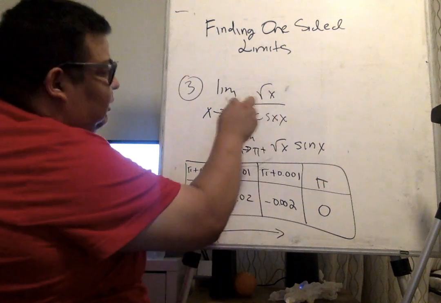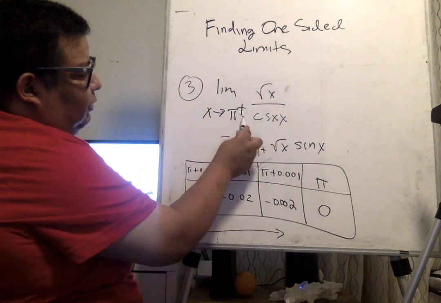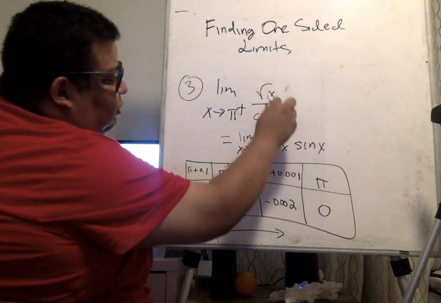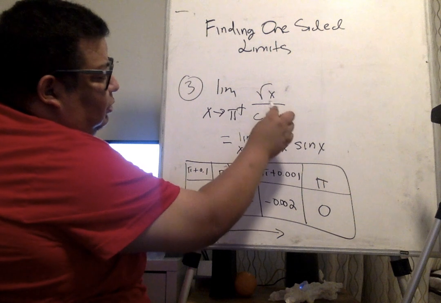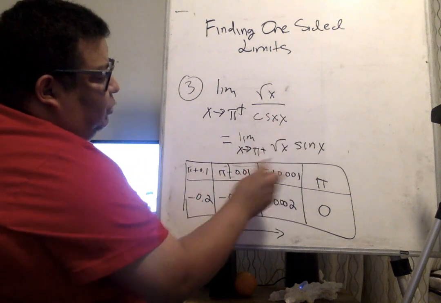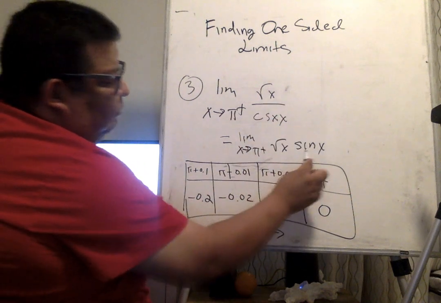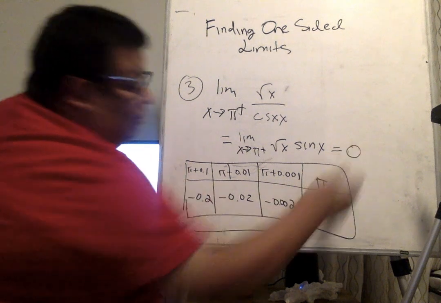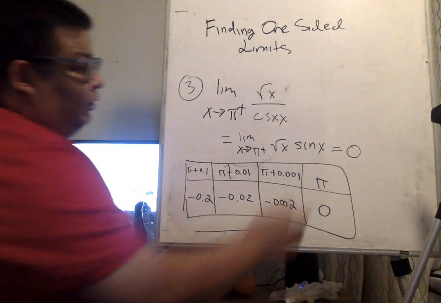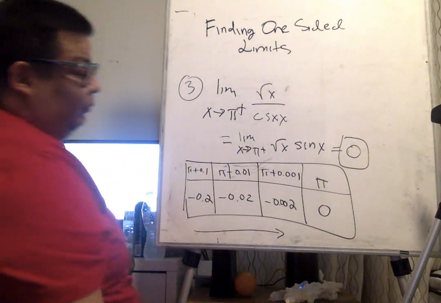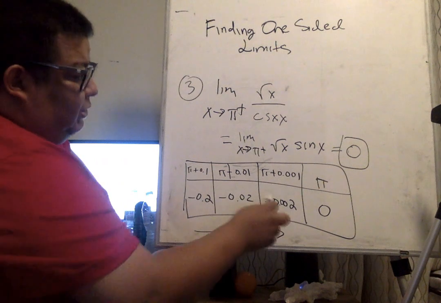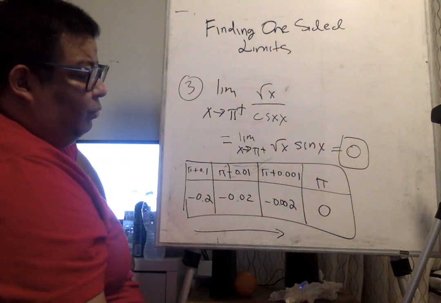So that means that the limit as x approaches pi from the right side of square root of x over cosecant x, which is the same thing as square root of x times sine of x, is equal to 0. And that's your answer. So in this case, we didn't get infinity. We got a number.